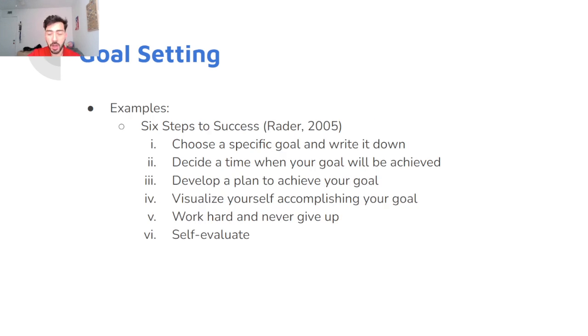And examples here, according to Rader, she made 6 steps of success, which has worked for her in her classroom. These steps are for students to better localize and identify their goals. So first you choose a specific goal and you write it down so you don't forget it. You decide a time. It can be short term, long term, whenever your goal can be achieved. You develop a plan to achieve that goal. You visualize yourself accomplishing that goal in that specific time frame.